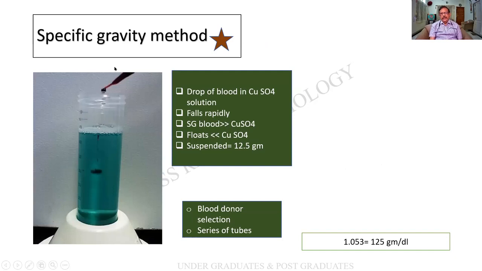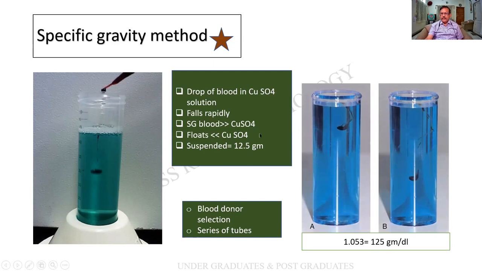Specific gravity method. When I go around for the viva, I ask the students, obviously they have done something and they get the marks for it. But the student who answers the other methods gets the point. It is a copper sulfate solution in which a drop of the patient's blood is suspended. If it stays right in the middle, it matches around 12.5 grams, which is supposed to be the normal value. A series of such copper sulfate solutions are kept and the patient's blood is dropped into it. It is used for donor selection, particularly in a blood bank or sometimes in a camp.